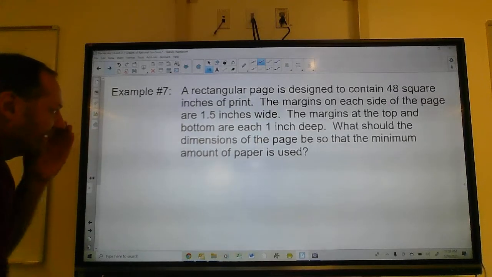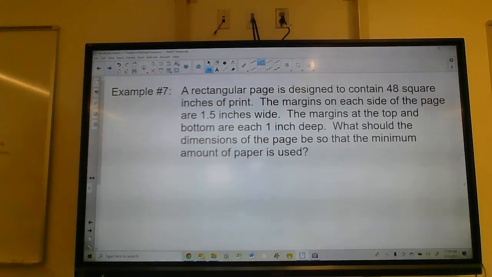Okay, a rectangular page is designed to contain 48 square inches of print. The margins on each side of the page are 1.5 inches wide. The margins at the top and bottom are each 1 inch deep. What should the dimensions of the page be so that the minimum amount of paper is used?